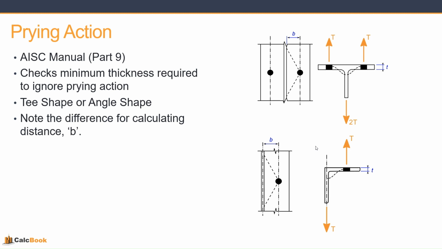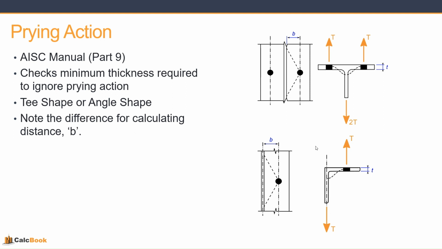So prying action is actually in the manual part of the AISC. It's part 9. There's a couple pages on it there. And basically what it does is it checks the minimum thickness required to ignore the effects of prying action. And we'll talk about what those effects are in a second here. But you can run this calculation for either a T-shape or an angle shape.